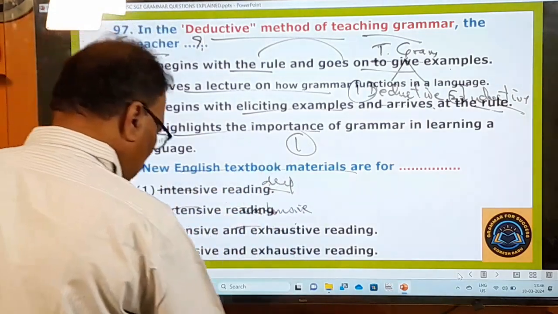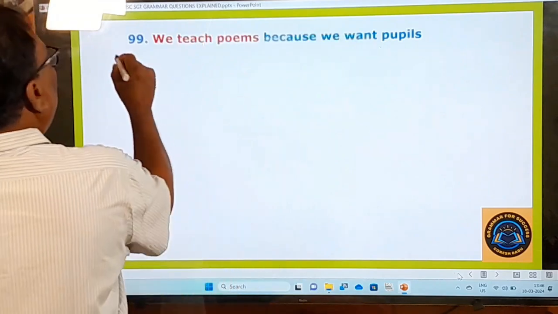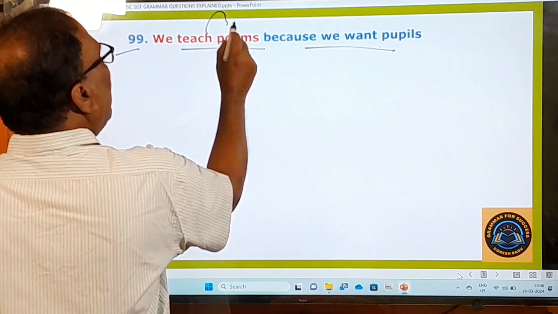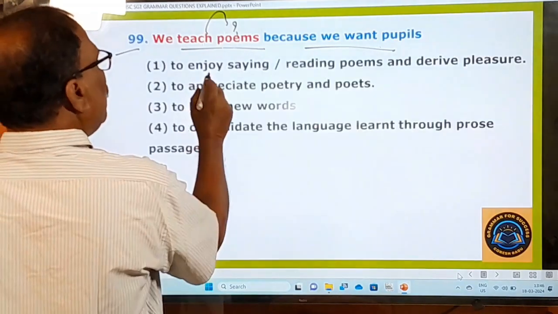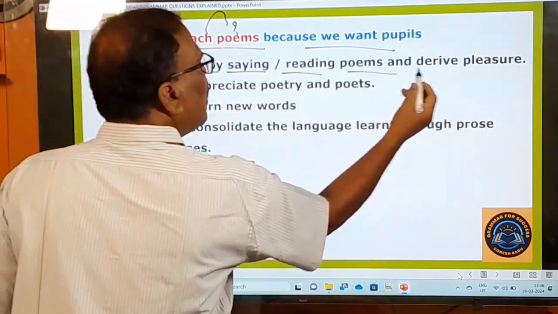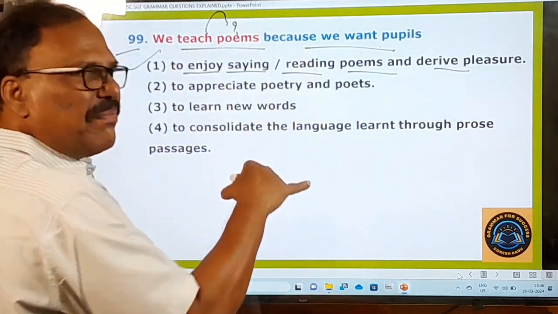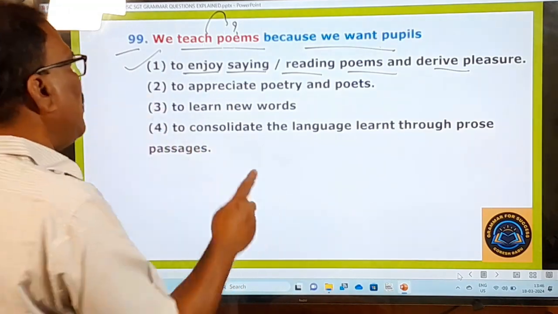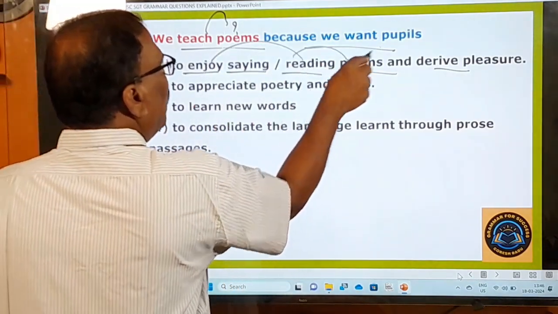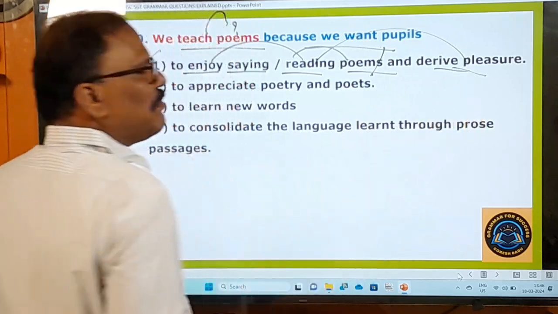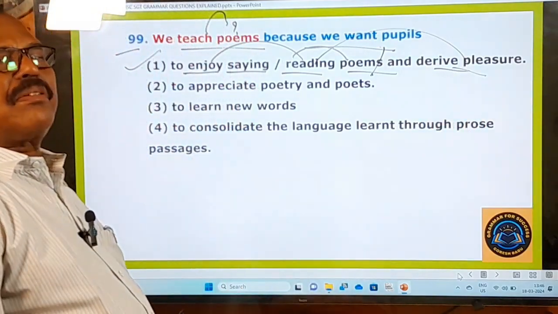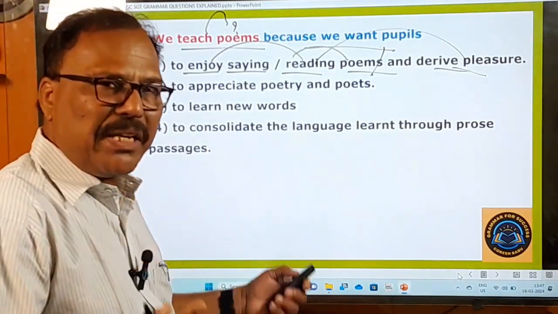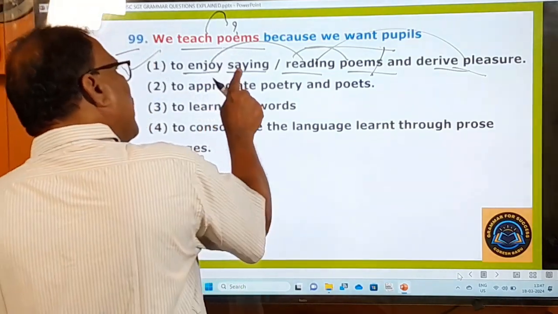And now let's move on to the next question, the 99th one. We teach poems because we want people to... why do we teach poems? To enjoy reading poems and derive pleasure. This is very important. To enjoy reading poems and to derive pleasure. If you read poems, they give you a lot of pleasure. You enjoy yourself very much. So that's why the very first one is the right one.